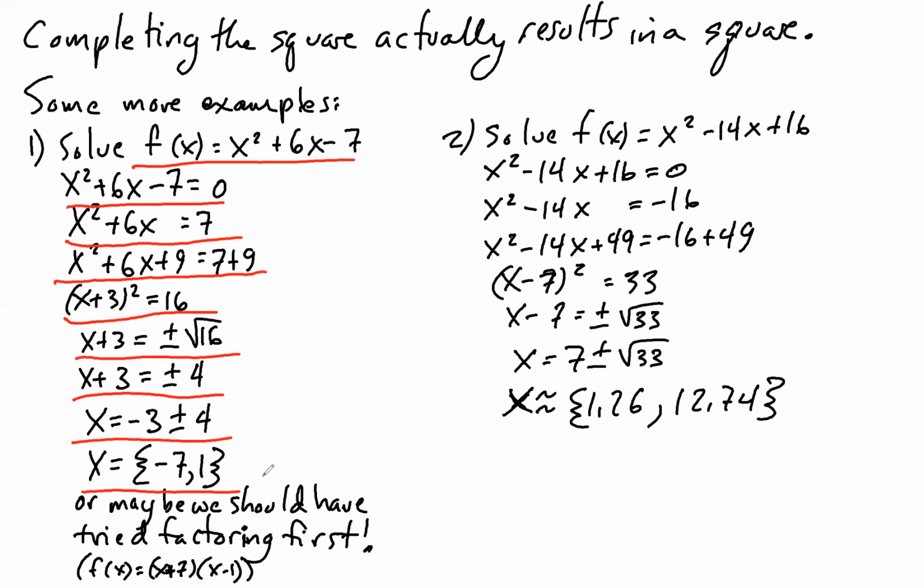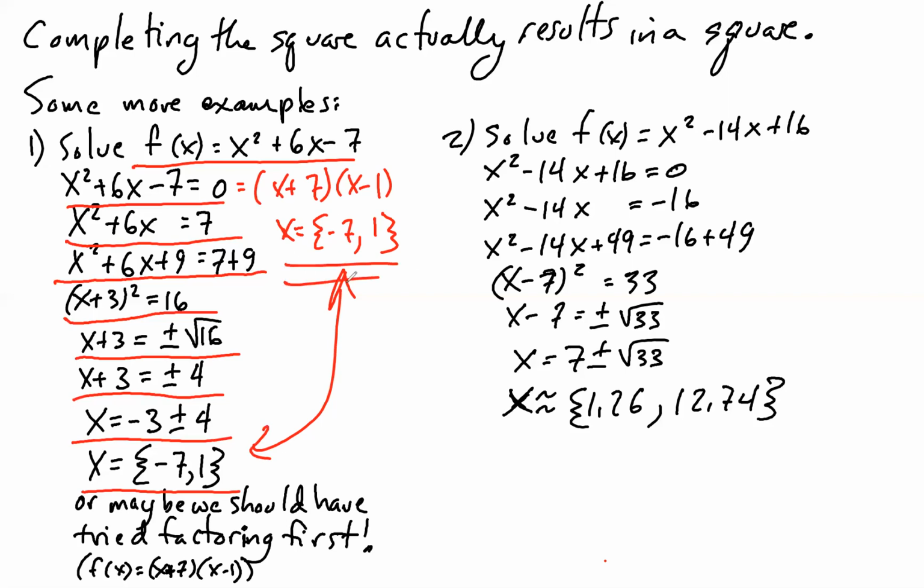But maybe on closer examination, we should have taken a harder look at this, because if you notice, x squared plus 6x minus 7 can be factored. That is equal to x plus 7 times x minus 1. And that would mean that if x plus 7 is 0, x would have to be negative 7. And if x minus 1 was 0, that means that x would have to be positive 1. And of course, that's exactly what we got. It pays to look and see if you can factor.